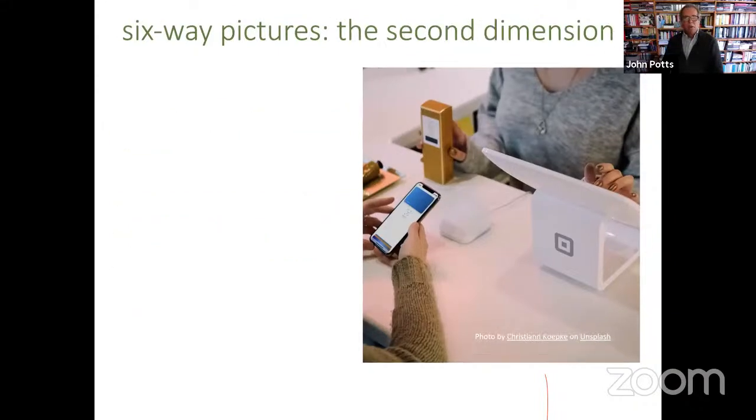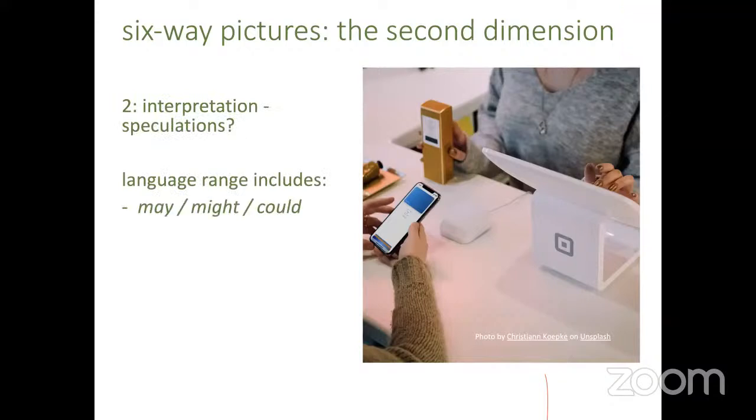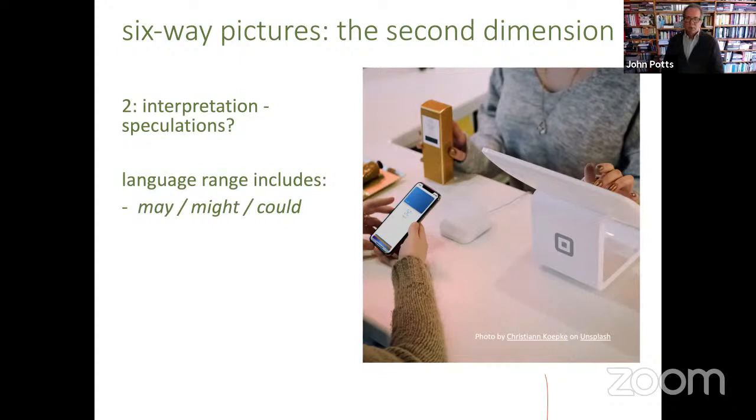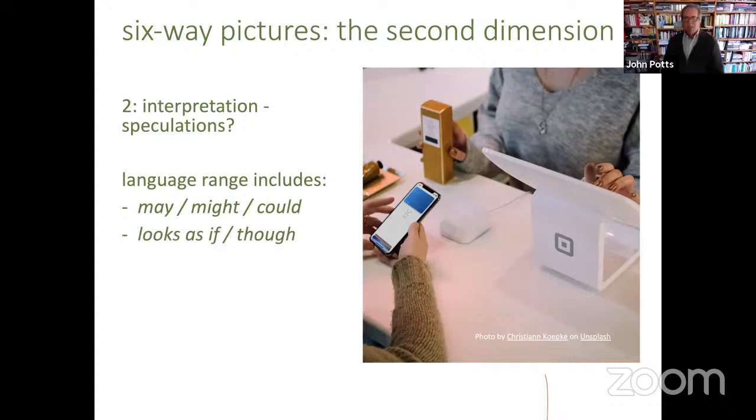And in the second dimension, the more speculative one, we're going to use different language. We're going to say things like, it may be, it might be. This may be an airport. This may be a shopping mall. It looks as if it's some perfume that she's buying. Perhaps the transaction isn't working.